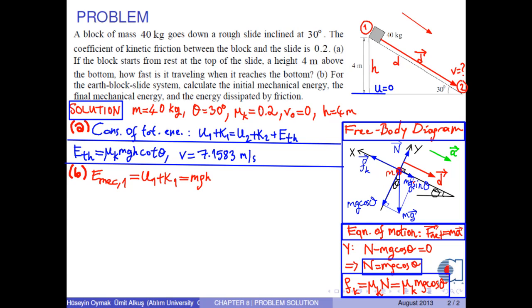With the numerical values, we obtain 1568 joules, or in three significant figures 1570 joules.